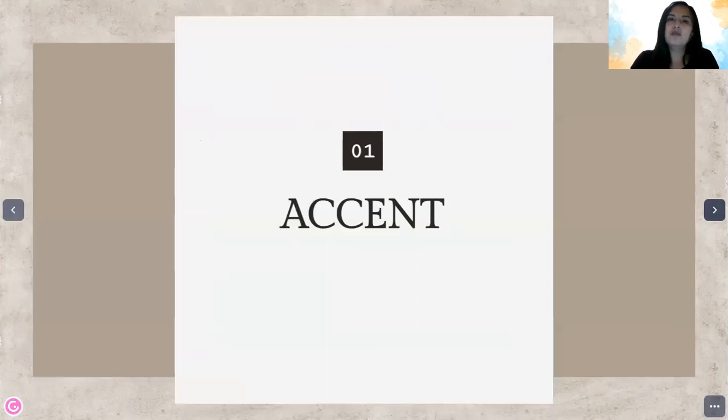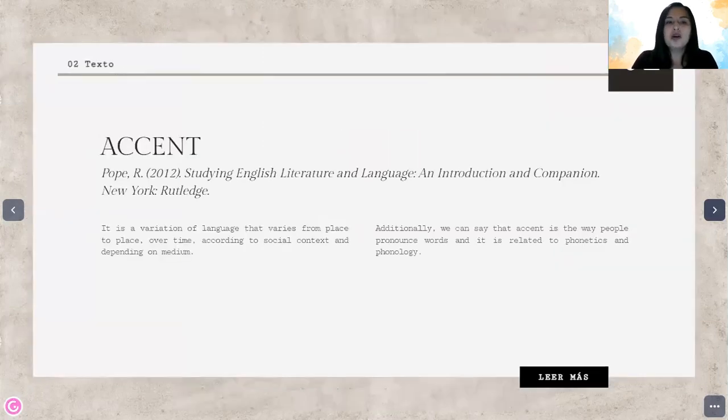To begin with accent, what is accent? This is the way people pronounce words, the variations that people have in their way of pronouncing words according to their regional position. According to Pope, accent is a variation of language that varies from place to place over time, according to social context and depending on medium.